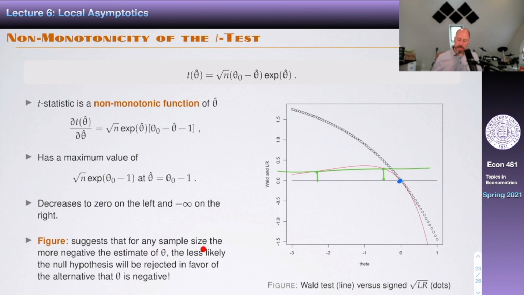But then look at this. It suggests that for any sample size, the more negative the estimate of theta is, the less likely the null hypothesis will be rejected. So consider your estimator. If your theta hat is 0, you're not going to reject. Your theta hat is negative. At some point, you cross your threshold, whatever is the critical value you're considering, okay? And then you're going to reject. But now you're more and more negative, and then you stop rejecting. And this is the t-test.